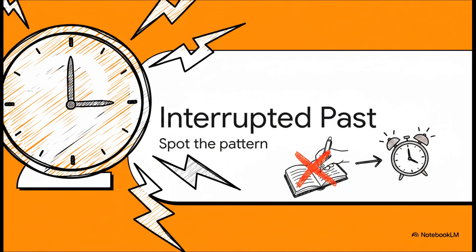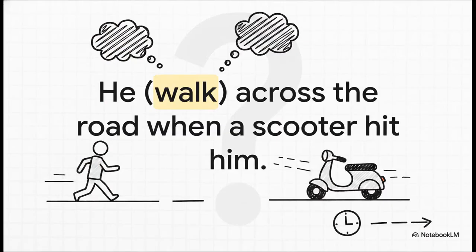Moving on to part 2, the interrupted past pattern. So this pattern is a scenario where someone is right in the middle of doing something and suddenly, out of nowhere, another action interrupts them. Let's test your instincts with this classic prompt from the year 2000. The sentence is, "He blank across the road when a scooter hit him," with the verb walk. I want you to pause for a second and guess, what tense would you intuitively fill in that blank with?